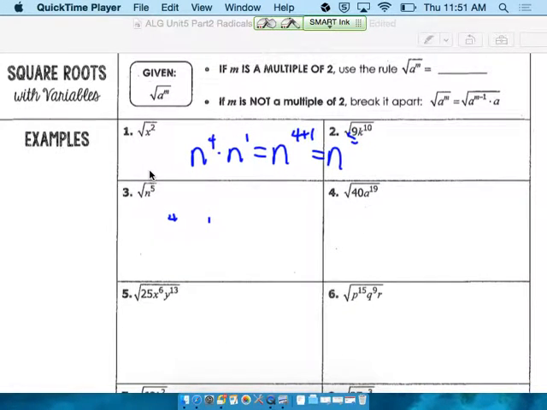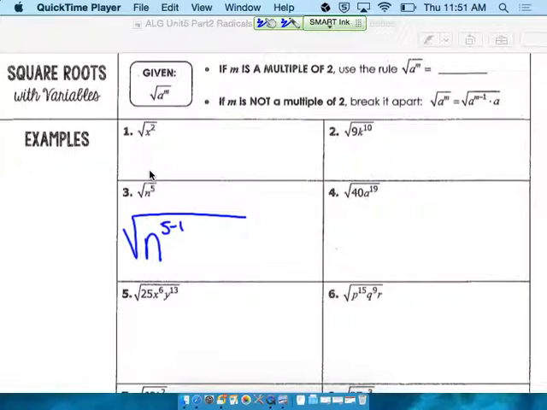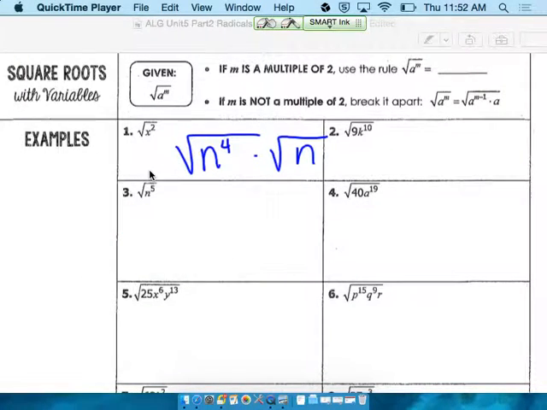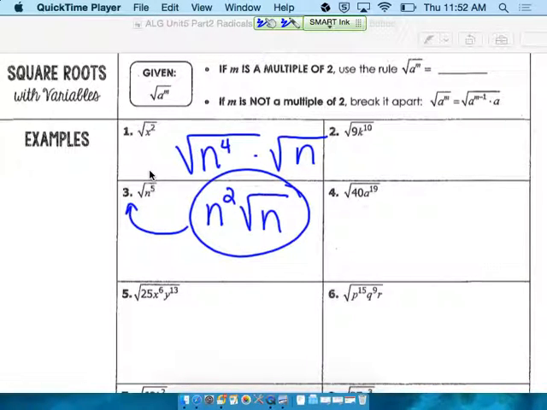Let me show you all the steps for that, the way you mentally think about it. 5 minus 1 is 4, so that gives me n to the fourth. But I would still have 1 n left over, because I have n to the fifth. So you just simply take the odd power, subtract 1, that becomes your perfect square, and then you always have one variable left over to the first power. So here I'm going to have the square root of n to the fourth times the square root of n. So the square root of n to the fourth is going to be n squared, an even power. So this is going to be n squared, and then I would have 1 n left over. So that would be my simplified answer for number 3.